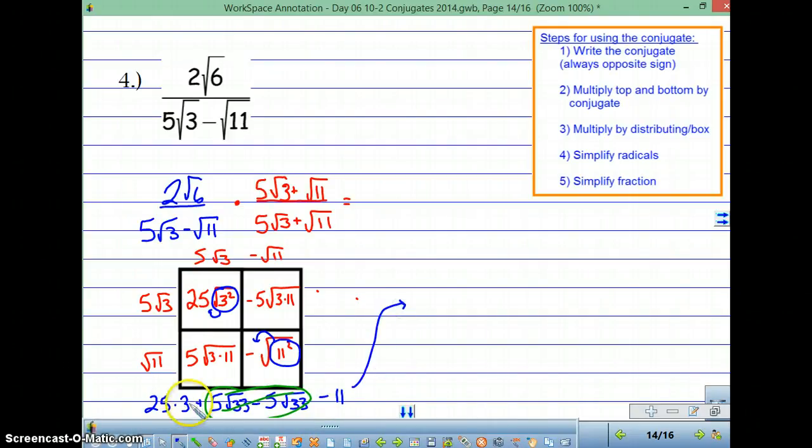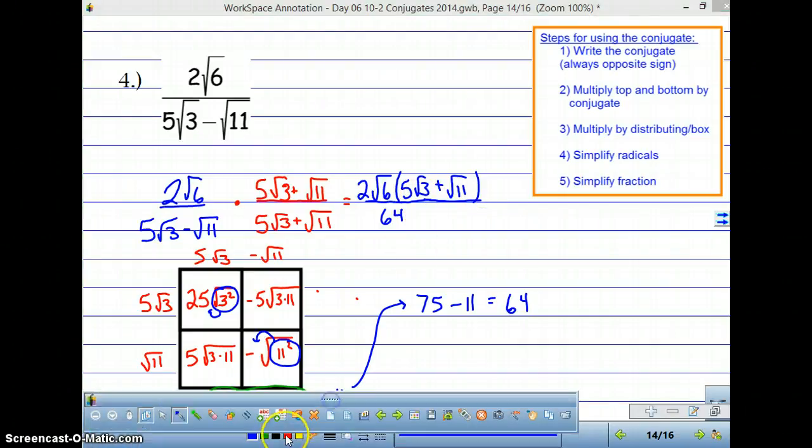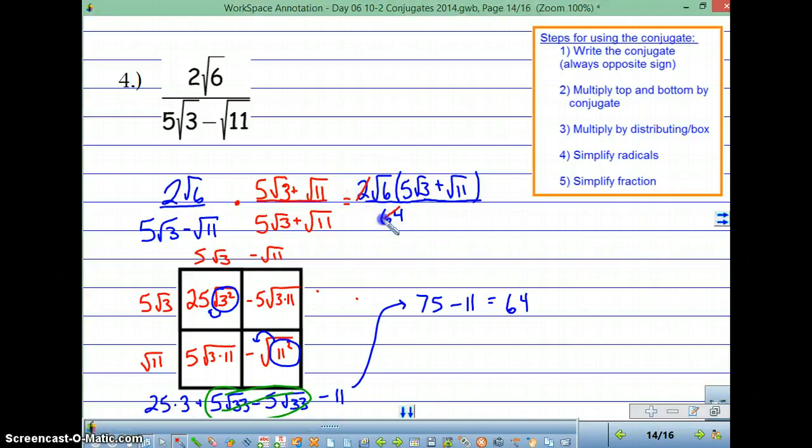Let me come up here now. 25 times 3 is 75 minus 11. What is 75 minus 11? 64. Okay, so the denominator is 64. On the top here, this is a little complex. Look at this first. Before we multiply, we've got 2 root 6 times 5 root 3 plus root 11. Okay. First step, we really need to reduce this. We can reduce this 2 and this 64. This just becomes an invisible 1. This becomes 32.